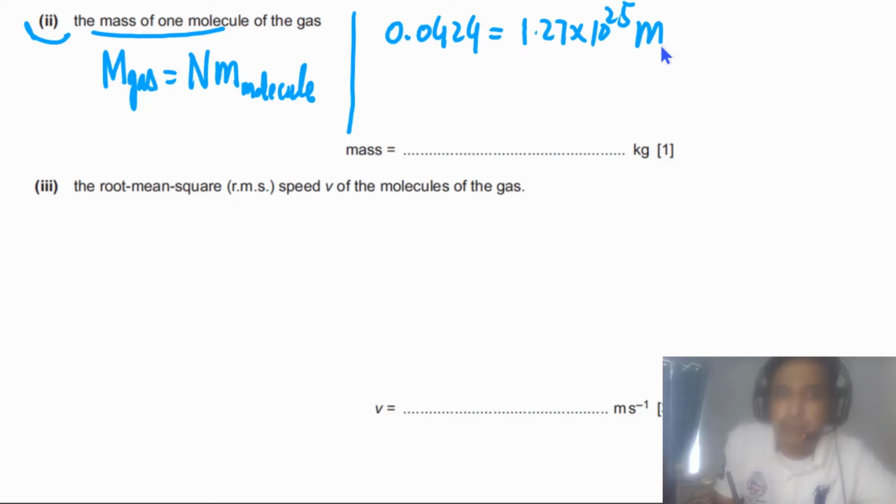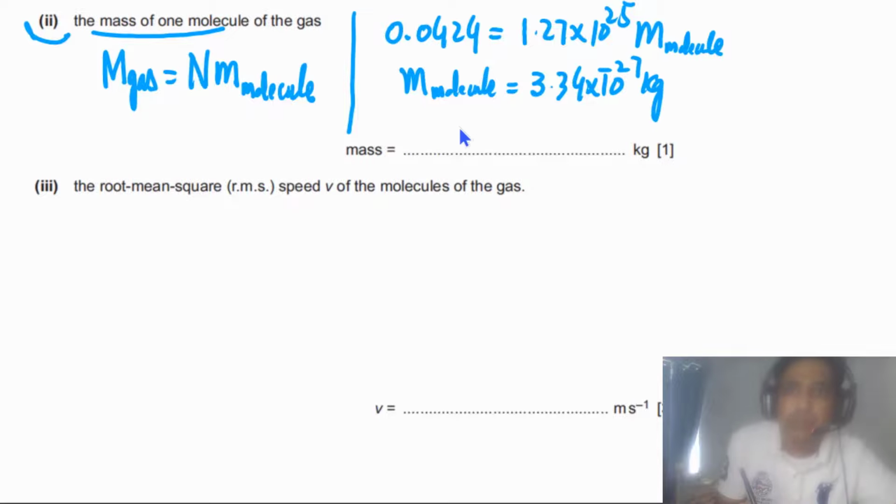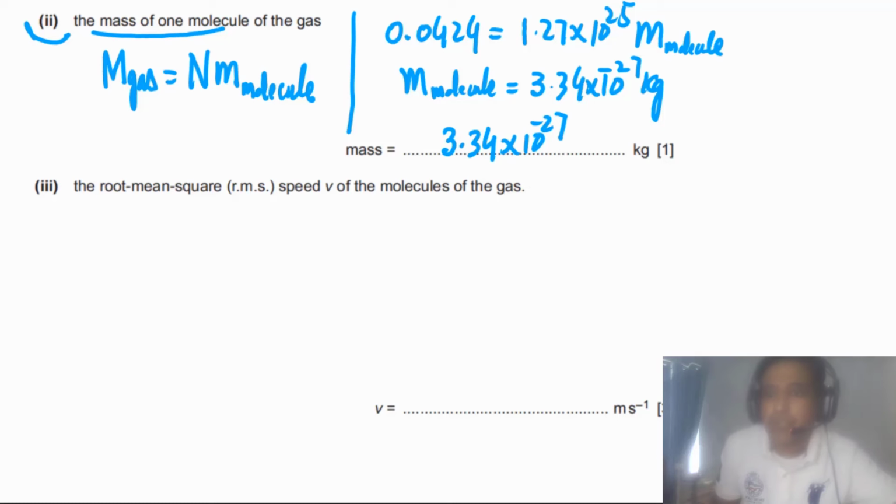Now we need to calculate the mass of a single molecule. If we calculate it, meaning simply divide this one by this, we can calculate the mass of a single molecule. That one will be equal to 3.34 times 10 to the minus 27 kg. So this is the mass of a single molecule, and we can write down 3.34 times 10 to the minus 27 kg. And this question has only 1 mark. If you have got the right answer, you will get this mark.